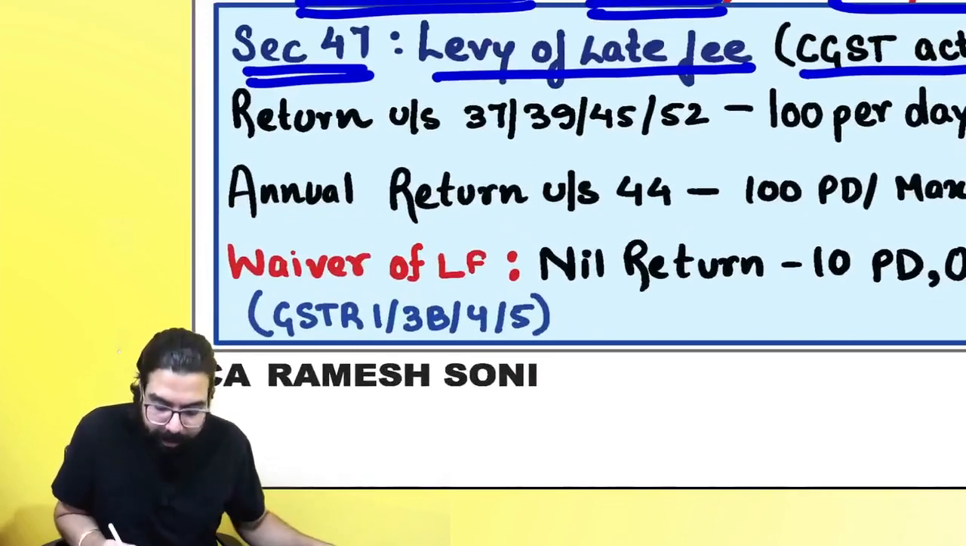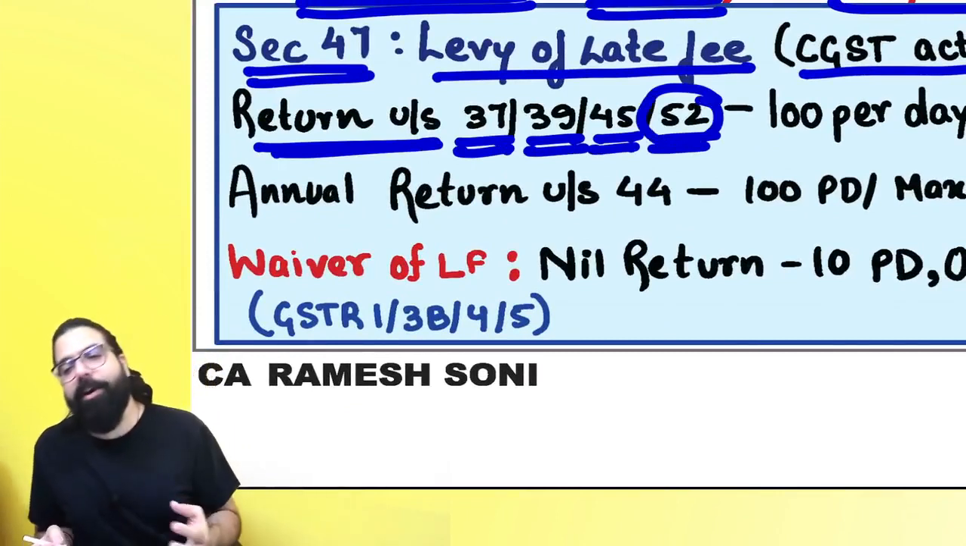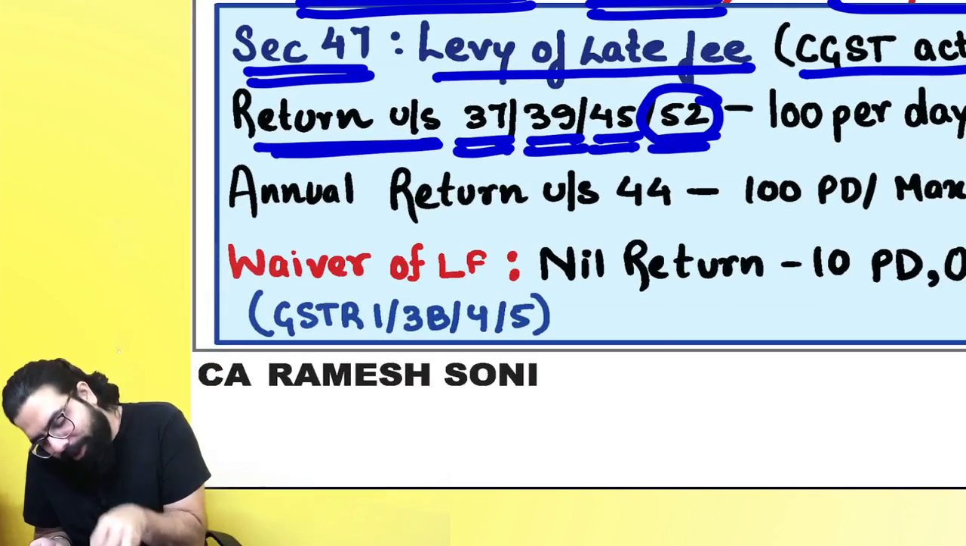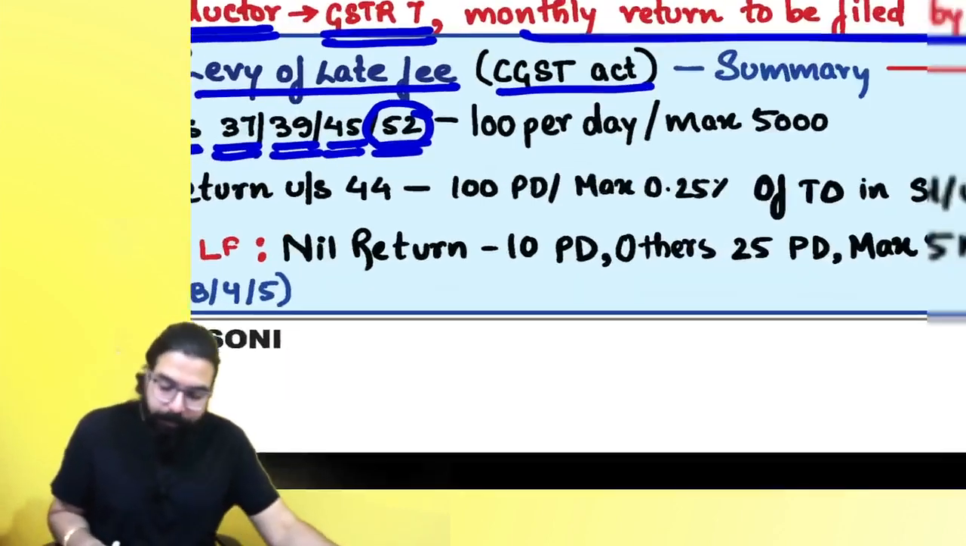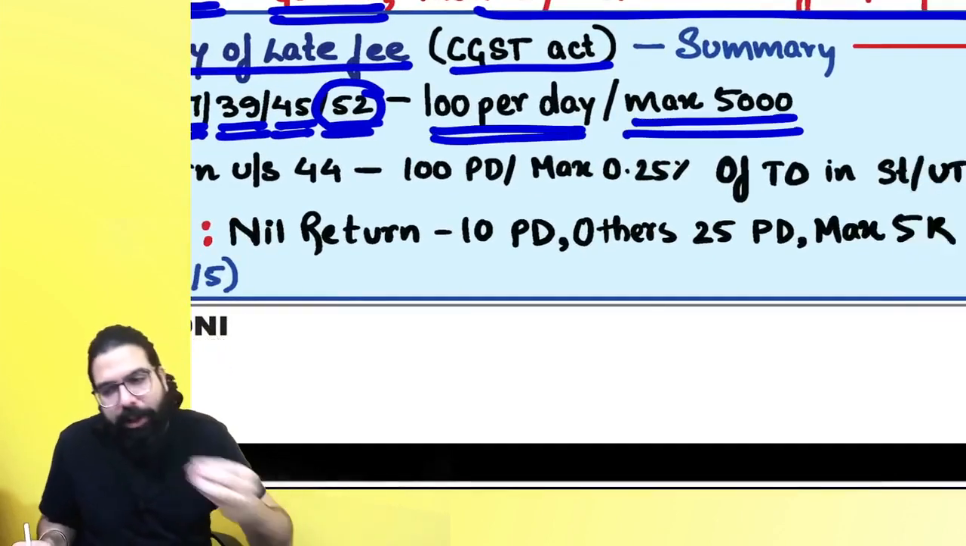Okay, sir, returns under section number 37, 39, 45, 52 should be green. It's a part of the amendment. Section number 52 is newly introduced over here. Okay, now rupees 10, rupees 100 per day up to a maximum of 5,000, government told.